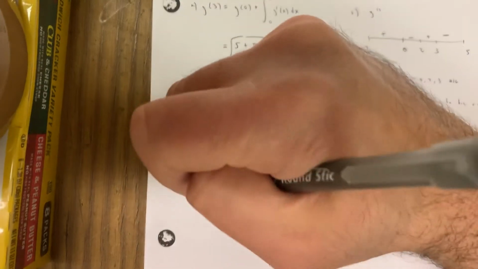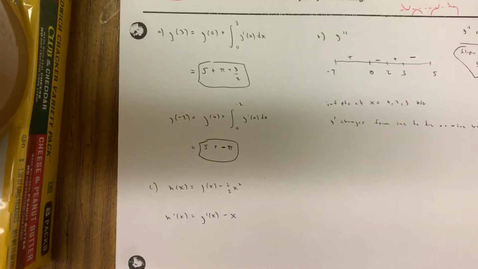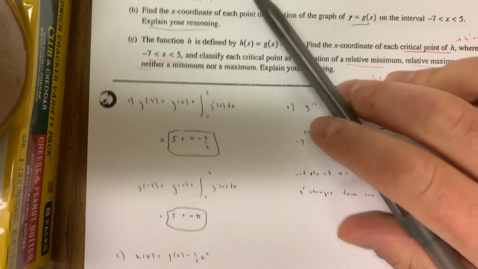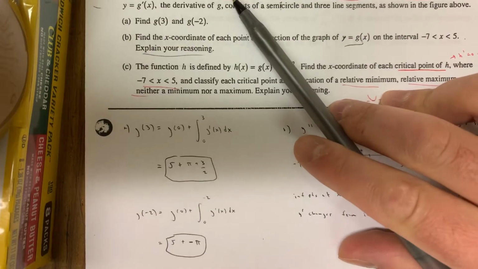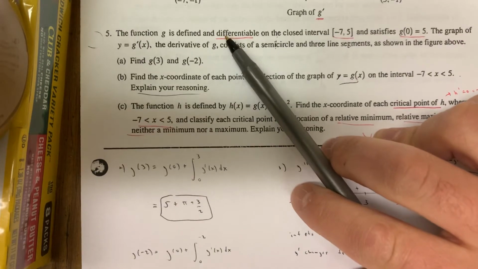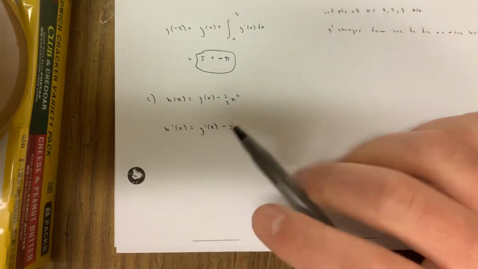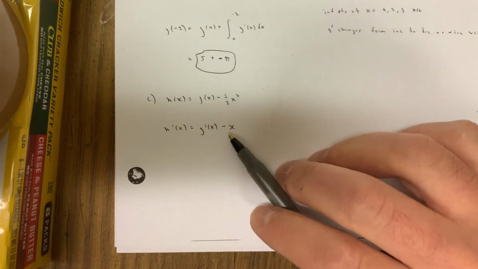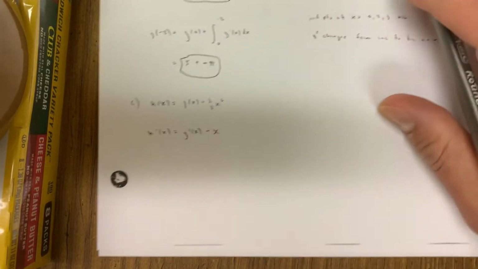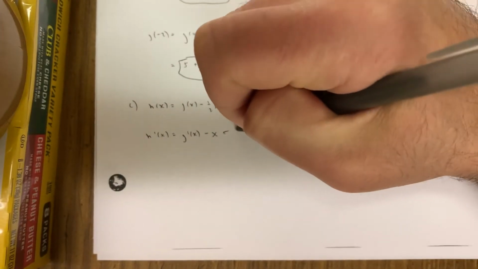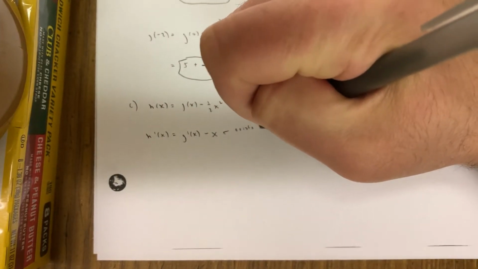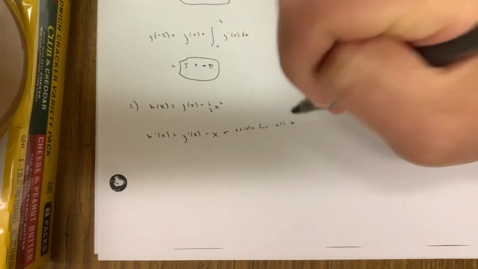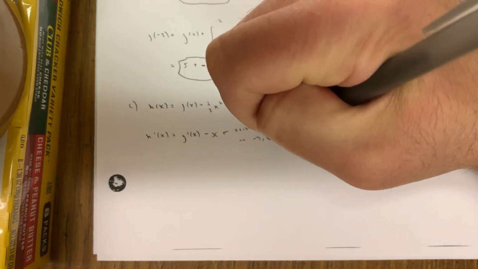You want to see if it's undefined or not, right? Is h prime undefined? Well, they tell you g is differentiable, okay, that means that its derivative is going to exist everywhere. So we know the derivative is continuous, it exists right here. And we know y equals x, this function is just linear, it exists. So this right here exists for all x on -7 to 5.